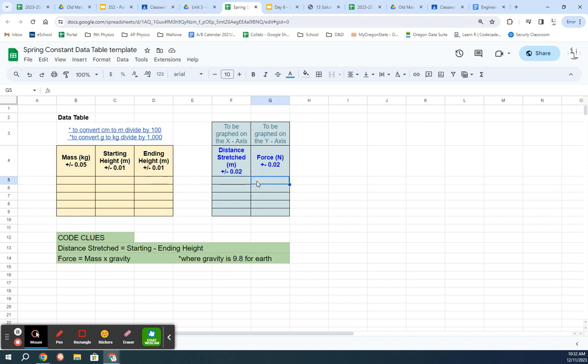The next one we're going to be looking at is the force. And force is just going to be our mass times gravity. In this case, the mass is whichever one we put on the bungee. So we're just going to use that mass in kilograms, don't forget. And we're going to multiply that by 9.8, because 9.8 is the gravity for the Earth. Again, once you have these all filled out, you should be able to graph these using Desmos.